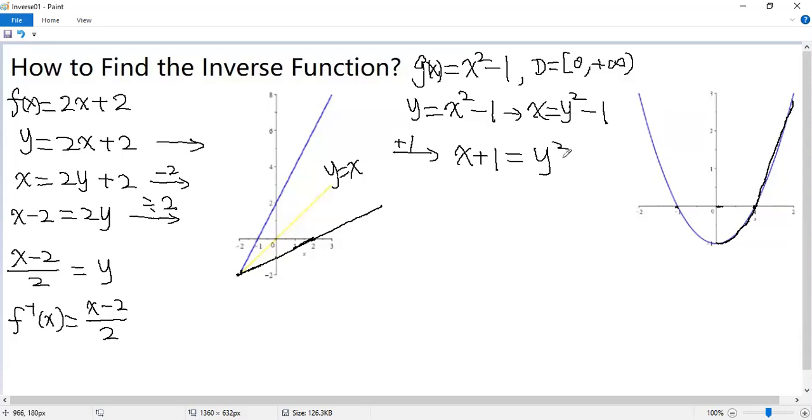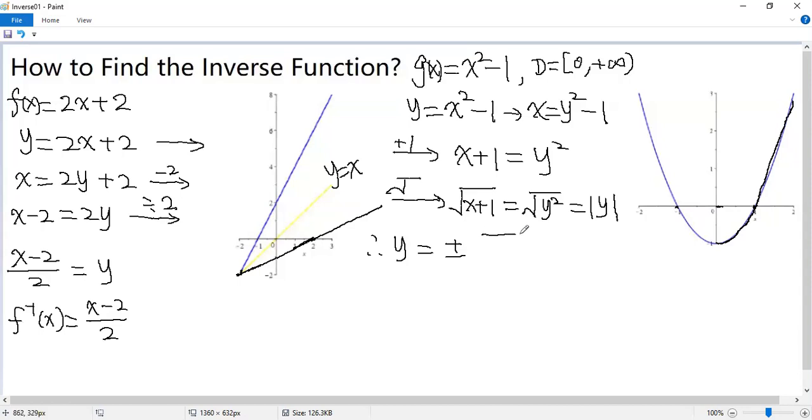To eliminate the square, we take the square root of both sides. So we get the square root of x plus 1 equals the square root of y squared, which is the absolute value of y. So y has two expressions, so plus or minus the square root of x plus 1. Which one is the right answer?